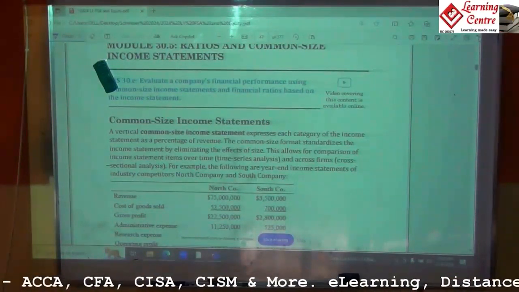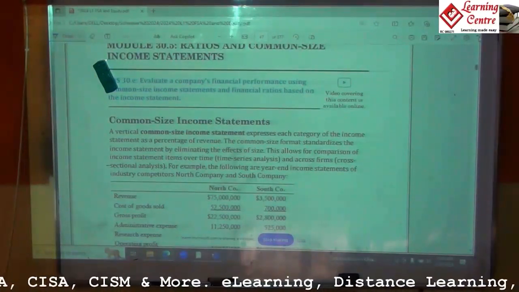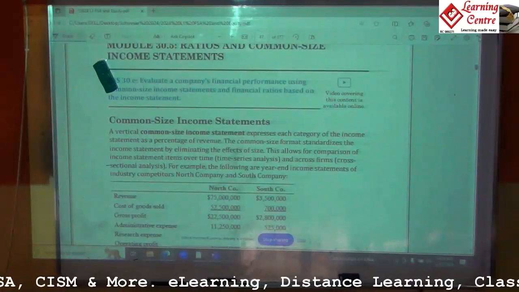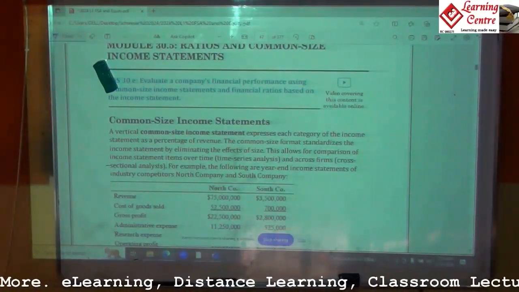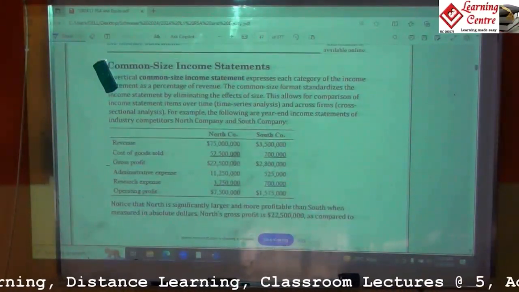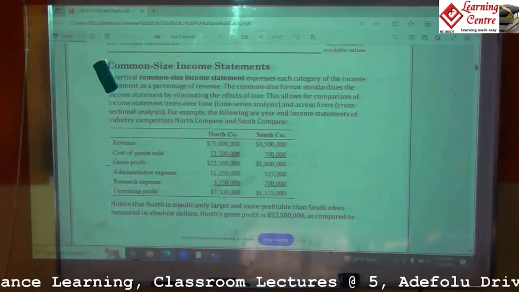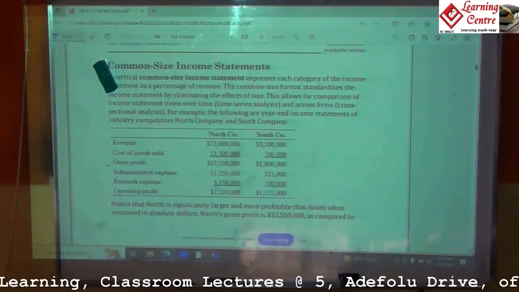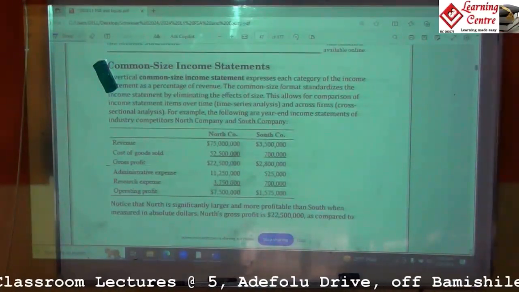One of the things you can do that eliminates size when you are doing analysis is the common size income statement. Always get them into common size income statement. So how do you go about that? Let's look at this for instance. Let's say North Co is GTP, while South Co is Kuda.